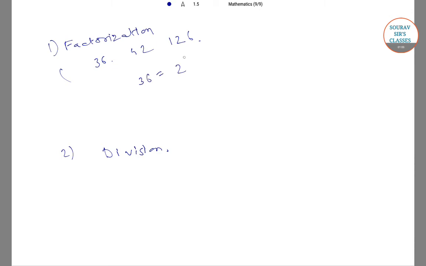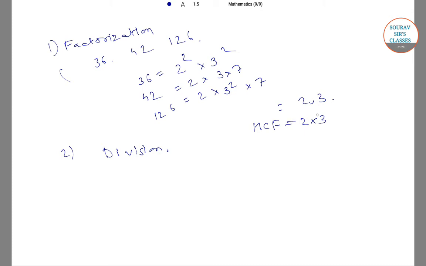36 is equal to 2 square into 3 square. 42 is equal to 2 into 3 into 7. And 126 is equal to 2 into 3 square into 7. Now the common lowest powers are 2 and 3. So the HCF would be 2 into 3, which is equal to 6. So this is the factorization method.